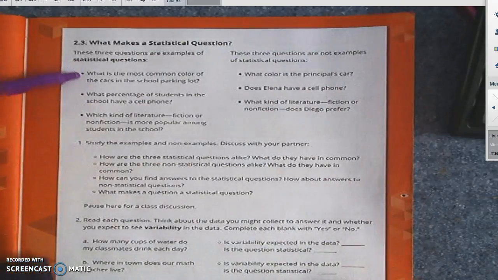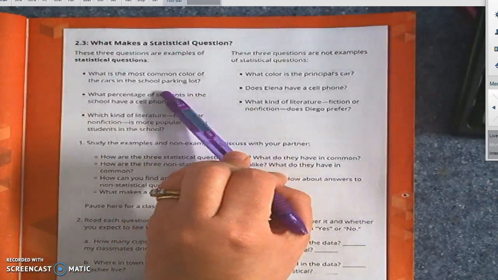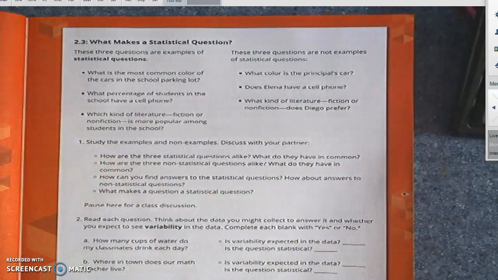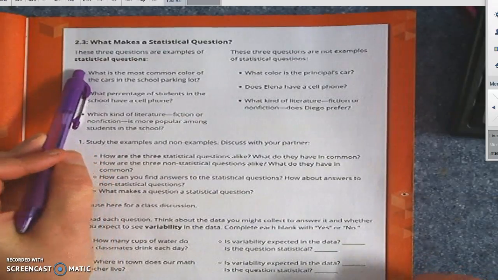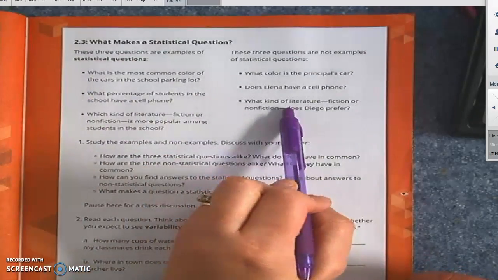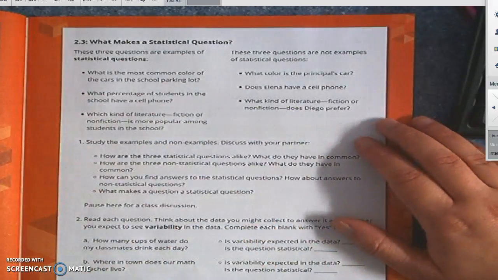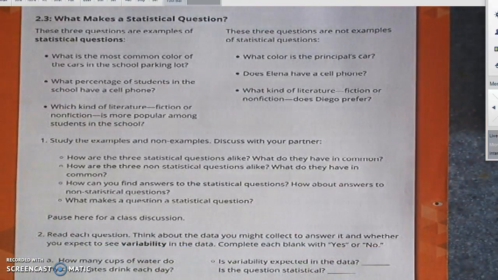Our example was, what is the most common color of cars in the school parking lot? And a non-example is, what color is the principal's car? What we noticed was that the statistical questions were talking about more than one person. The non-statistical were real specific, just talking about one person. So what actually makes a statistical question is it's a question that can only be answered by collecting data.